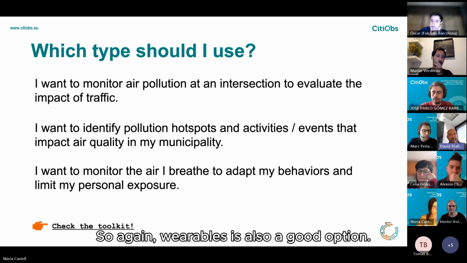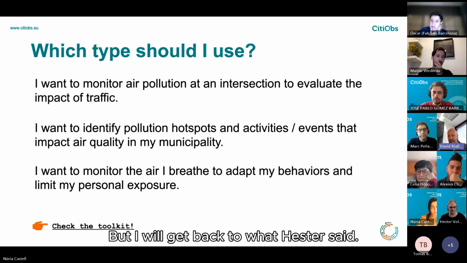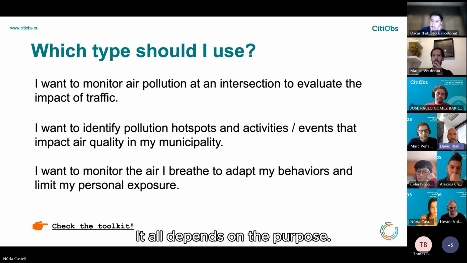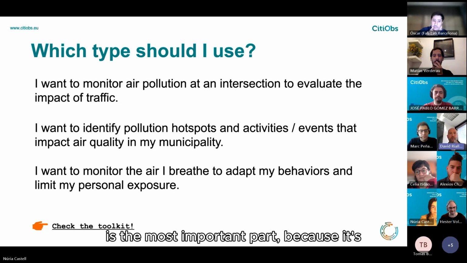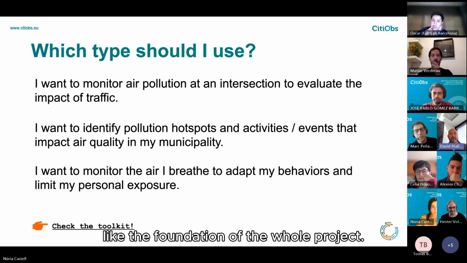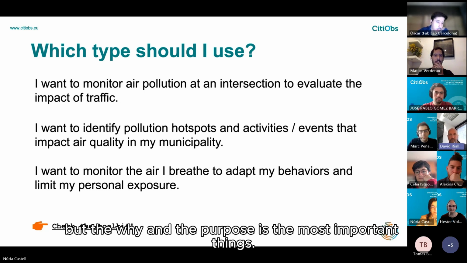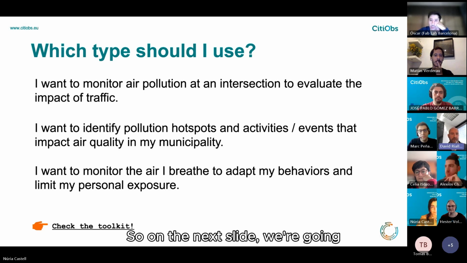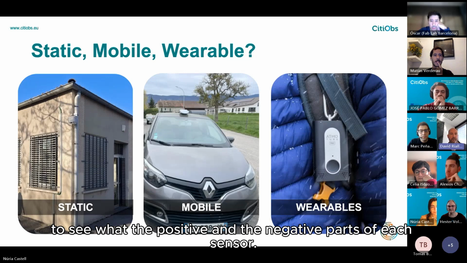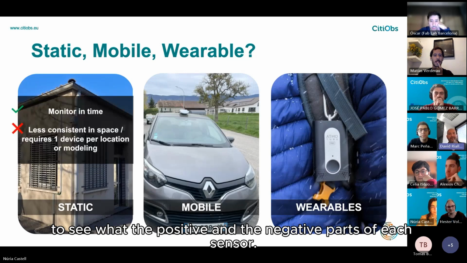So again, wearables are also a good option, but I will get back to what Esther said: it all depends on the purpose. And first, setting up the purpose is the most important part because it's the foundation of the whole project. Of course, you can combine multiple sensors, but the why and the purpose are the most important things. So on the next slide, we're going to see the positive and the negative parts of each sensor.